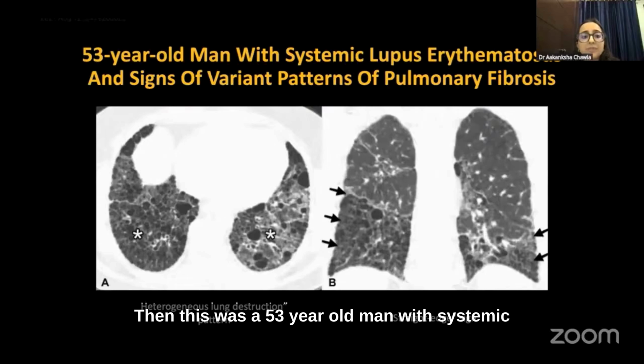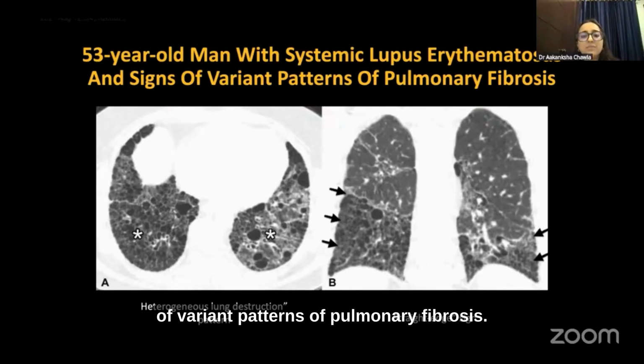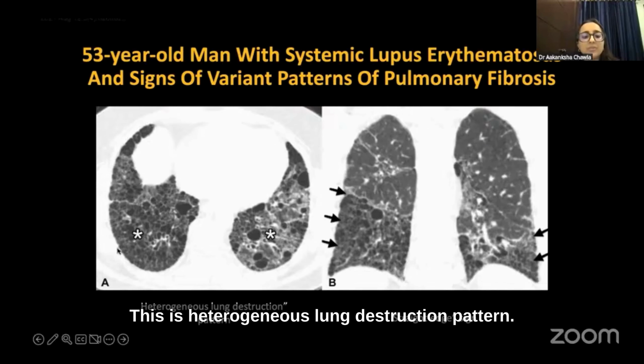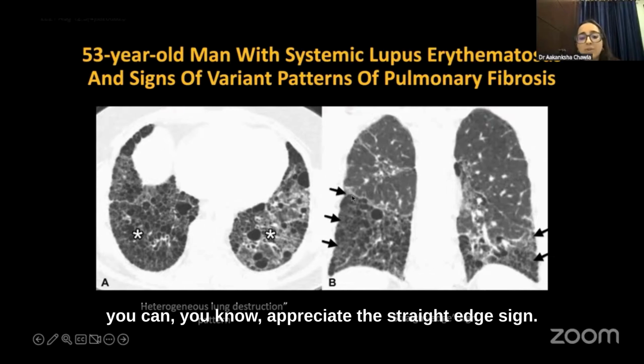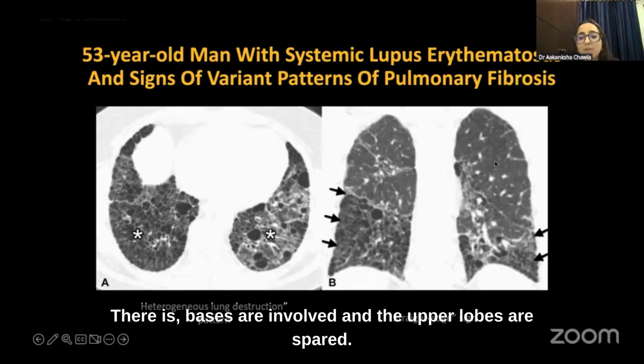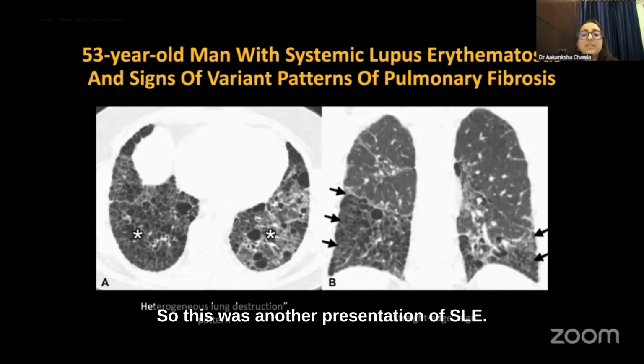Then this was a 53-year-old man with systemic lupus erythematosus and had different variant patterns of pulmonary fibrosis. This is heterogeneous lung destruction pattern. So you can see in the lower lobes there are cysts. There is some amount of fibrosis. Over here you can appreciate the straight edge sign. The bases are involved and the upper lobes are spared. So this was another presentation of SLE.